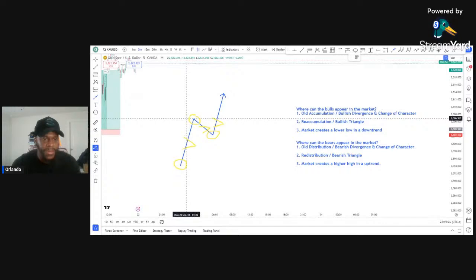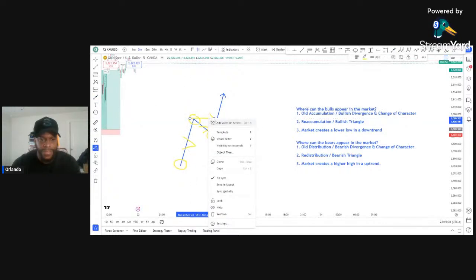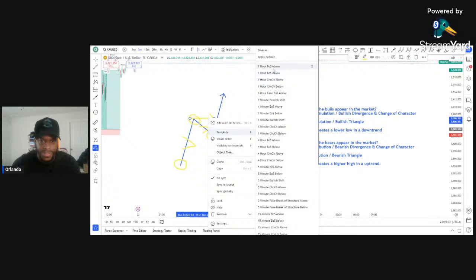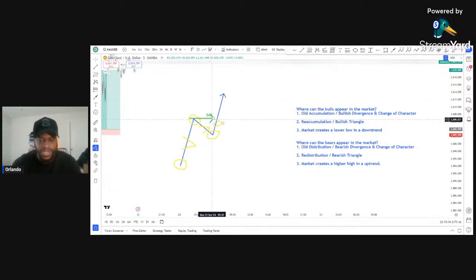It caused a bullish break of structure. I got a template saved, so we have a bullish break of structure. The market went up, it broke an old high and caused a what? New high. So guess what? Who has to come in the market?